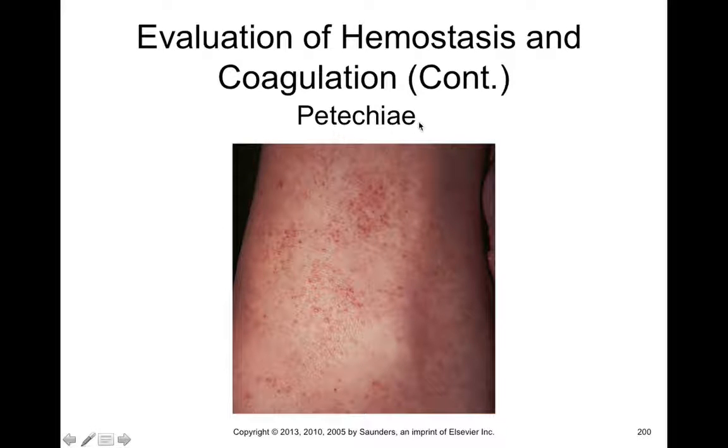Now, you'll see petechia in bleeding disorders, because if someone can't form blood clots adequately, then they're going to get small hematomas every time a blood vessel is ruptured. And this can be clinically assessed through the appearance of these petechia, or basically pinpoint hematomas.